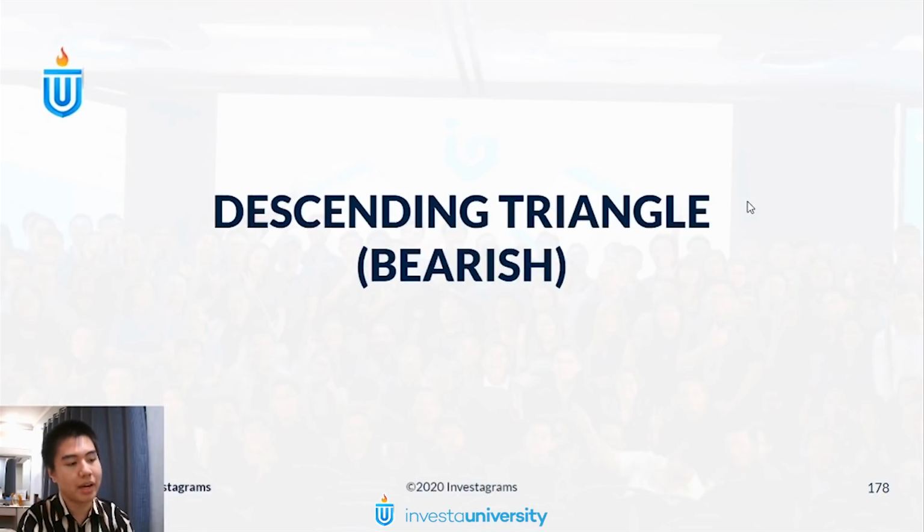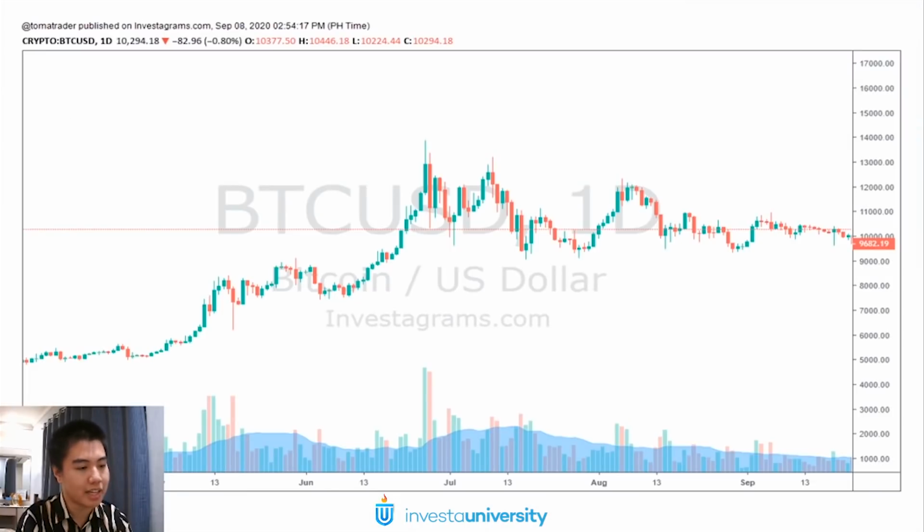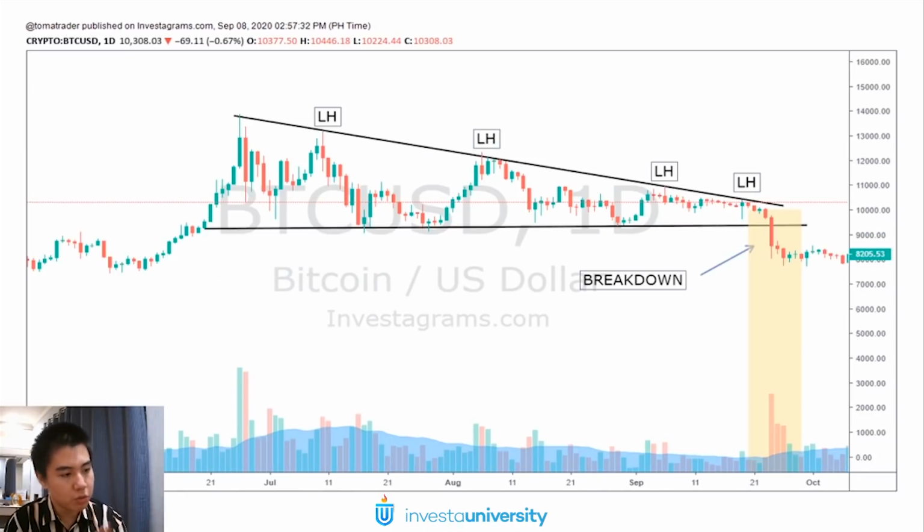Right, next we have the descending triangle. So this one is leaning towards bearish. If you take a look at this chart of Bitcoin before, it looks like a solid continuation pattern. Right, but if you plot it, it's actually showing a descending triangle, which is a bearish continuation pattern. So it's a continuation pattern potentially to the downside. So why is it bearish, and why is it also neutral?